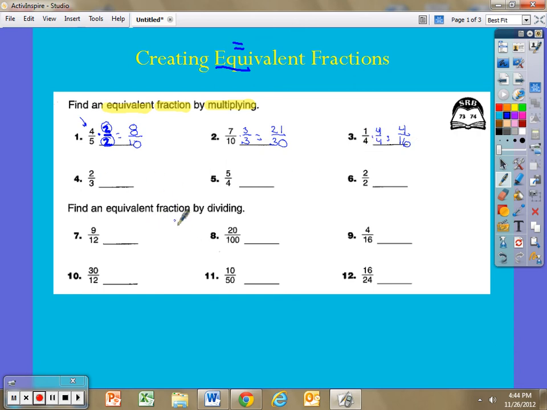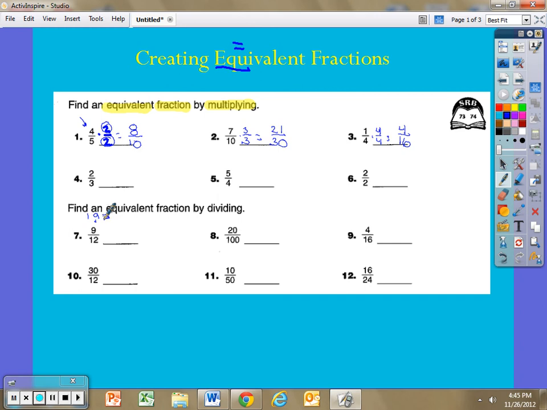Let's find equivalent fractions by dividing. Here we come to the hard part. What I'm really doing here is trying to simplify, to reduce to simplest terms. So I look at 9 and 12. I think about what are the factors of 9? 1, 9, 3. Those are all factors of 9. 1 times 9 is 9. 3 times 3 is 9. So I need to divide both numerator and denominator by one of these.